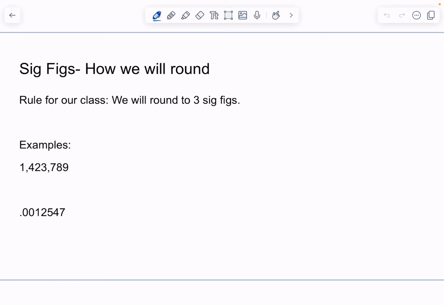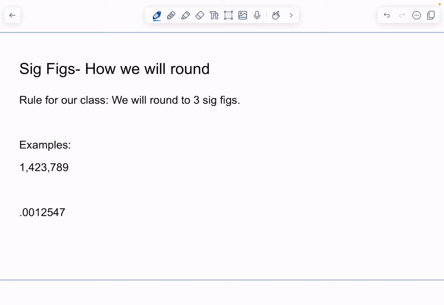So sometimes we're going to get really large numbers like 1,423,789, or really small numbers. We need to figure out how we will round and how many significant figures we will read. So sig figs means, are we going to go to 1423? Are we going to go to 14237 and then round? How do we know how much we're supposed to do?